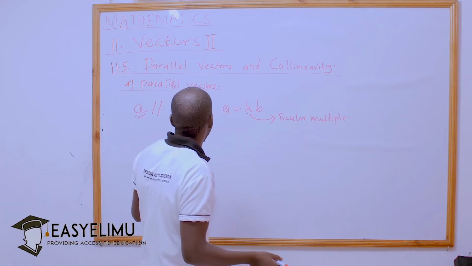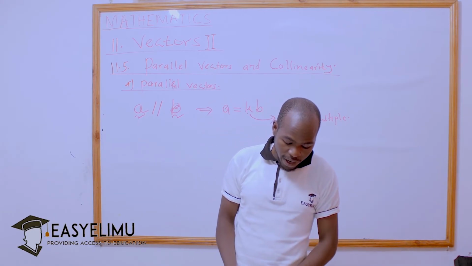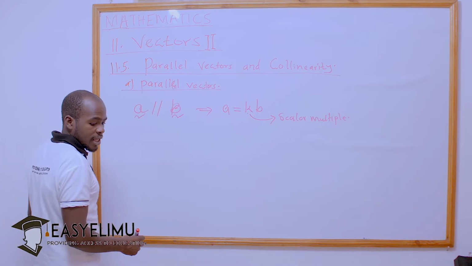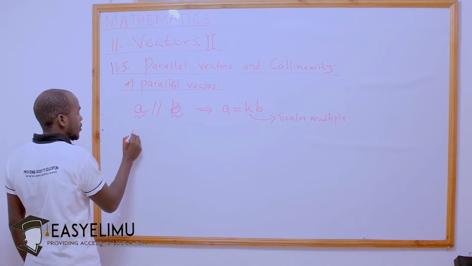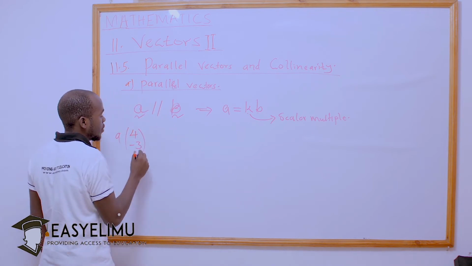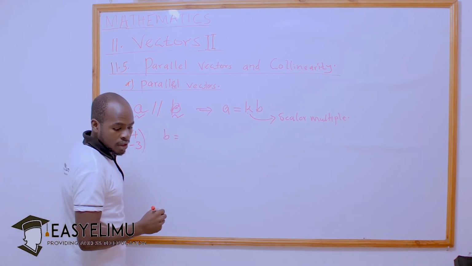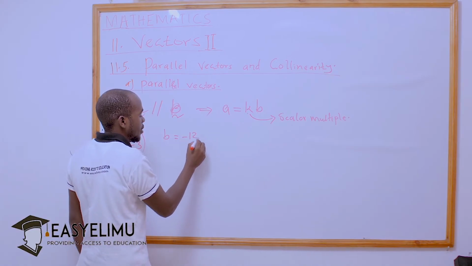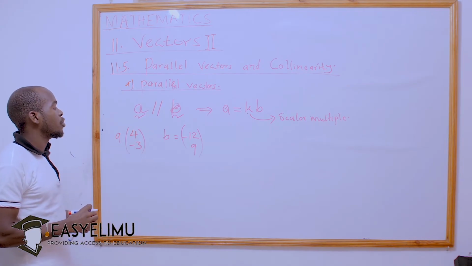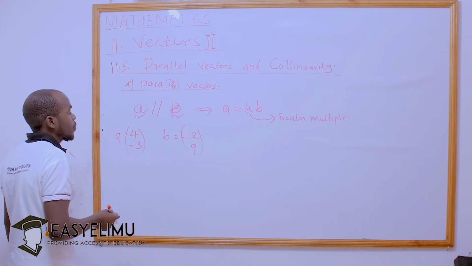We shall look at an example to indicate parallel vectors. Example A says we have two vectors, A is (4, -3) and B is (-12, 9). These are in 2 dimensions. These two vectors can only be parallel if one is a scalar multiple of the other. So we shall find out if that is the case.